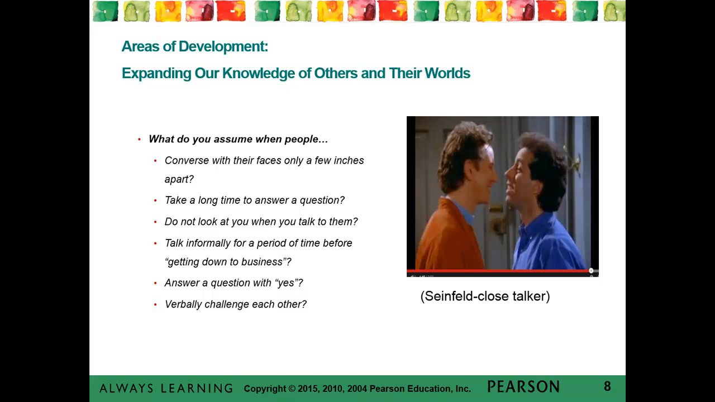What do you assume about people when, for example, they converse with their faces only a few inches from you? A lot of us have these cultural understandings of what is acceptable in terms of social distance. And when people are too far away or too close on us, we make certain assumptions about them. What do we assume about people when they take a long time to answer? Do we think they're being truthful, or do we think they're being a little mischievous? We need to maybe consider all of these assumptions we make about people just based on how they behave.